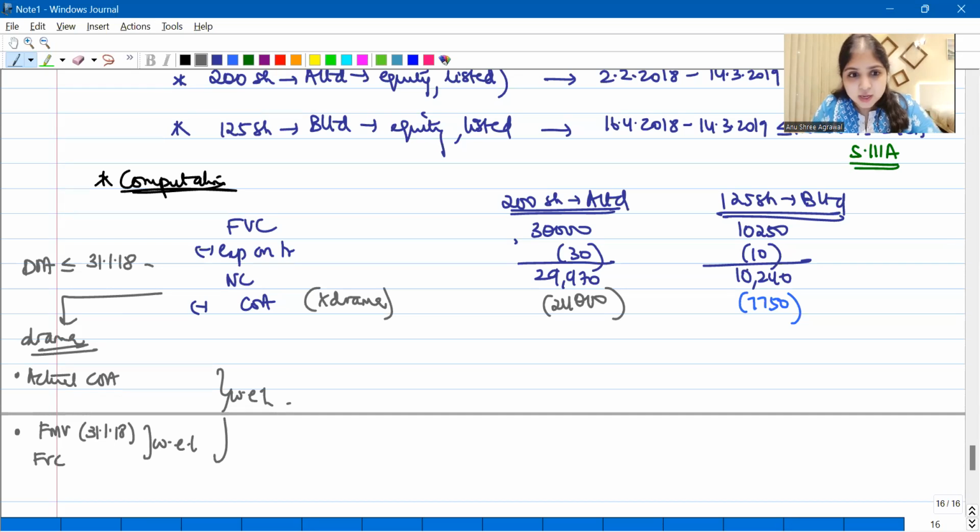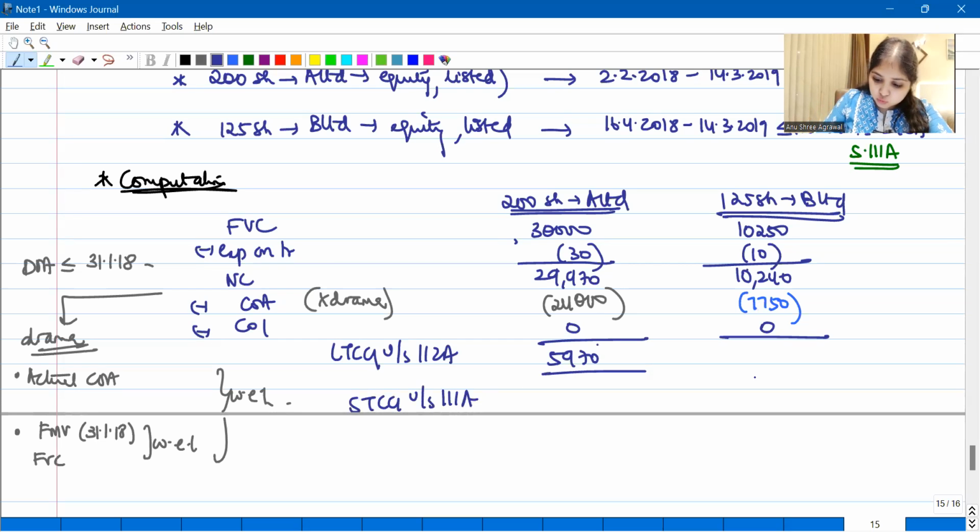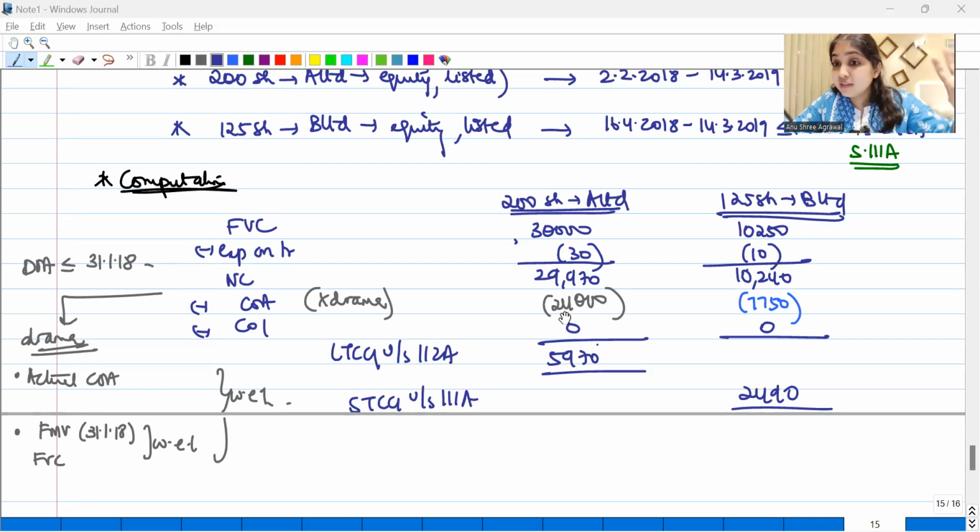Yes. Can we complete this now? Do we have any cost of improvement? Shares, guys, what cost of improvement they will have? So what is my LTCG under section 112A? My LTCG is going to be 5,970. And what is my STCG under section 111A? This is going to be 10,240 minus 7,750, 2,490. But LTCG 5,970, it is within 1 lakh, hence it is exempt.